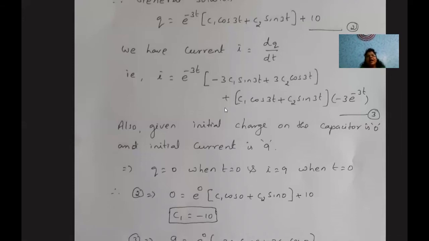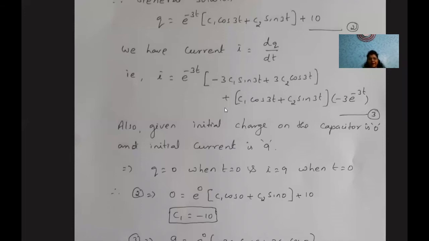How have I obtained this? Derivative of e power minus 3t is minus 3 e power minus 3t, and derivative of cos 3t is minus 3 sin 3t, and derivative of sin 3t is 3 cos 3t. By substituting this value, I have obtained equation 3.